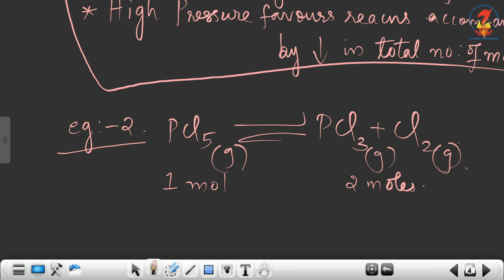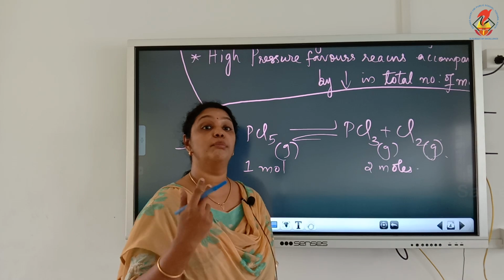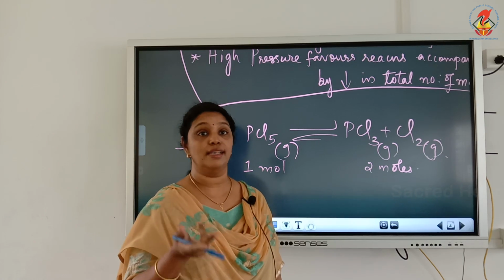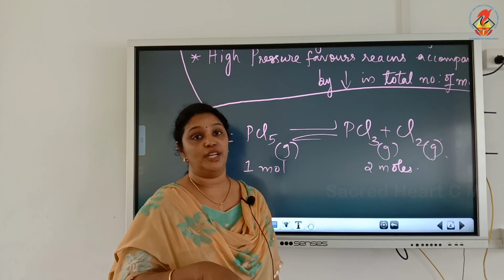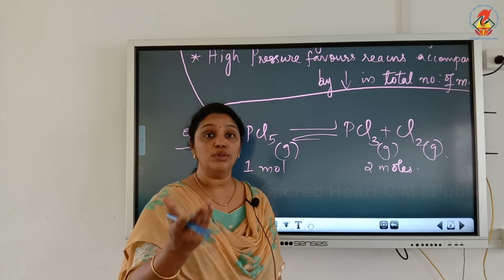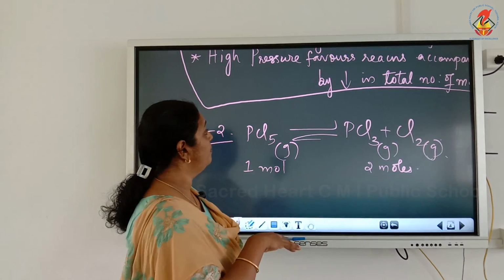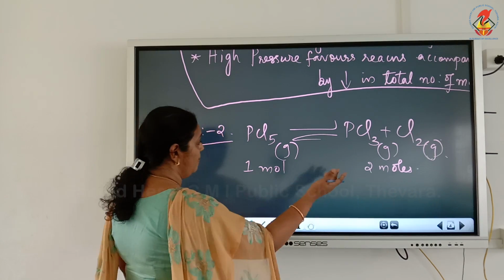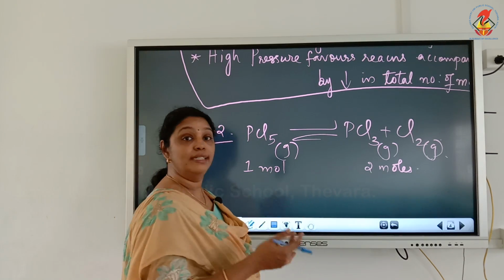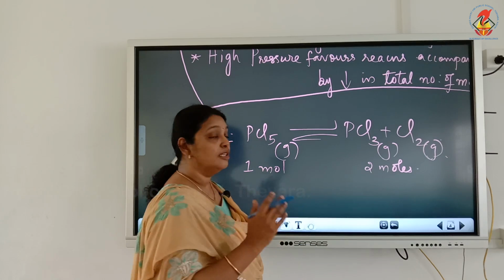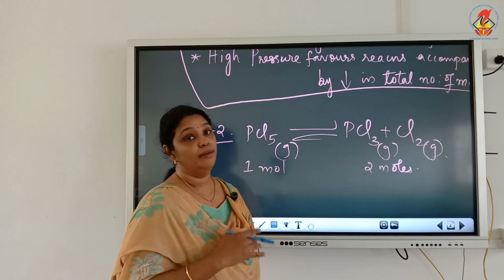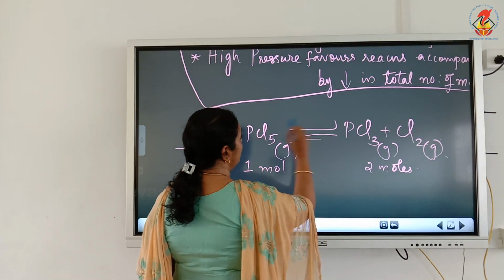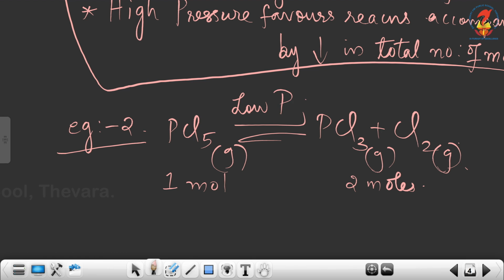So in the forward reaction, the number of moles increases, which means low pressure favors the forward reaction. In the backward reaction, the number of moles decreases from 2 to 1, so high pressure favors the backward reaction. So in this case, the forward reaction is favored at low pressure and the backward reaction is favorable at high pressure.